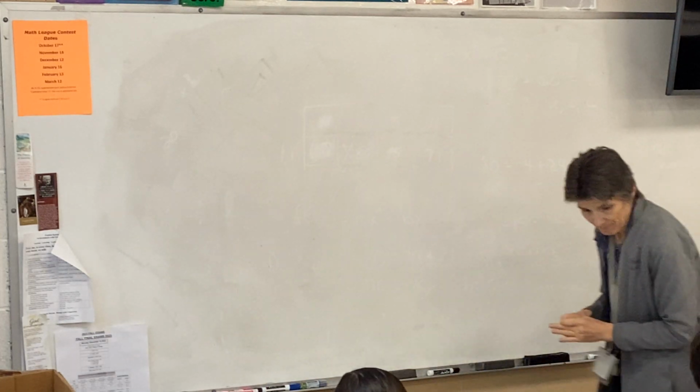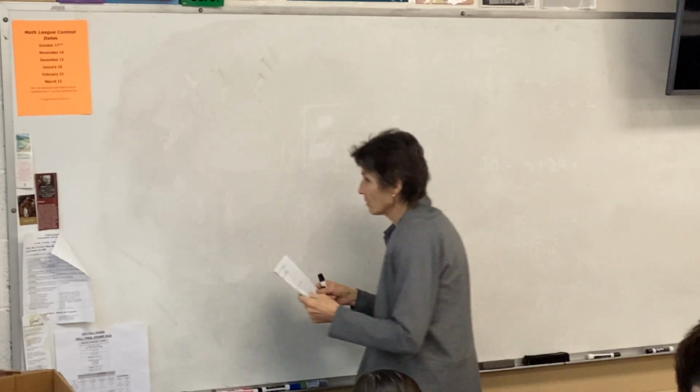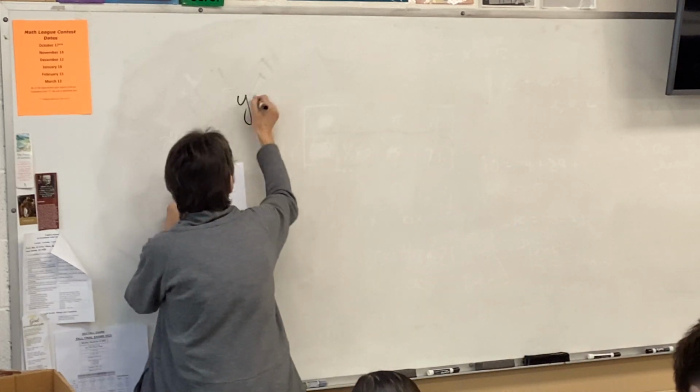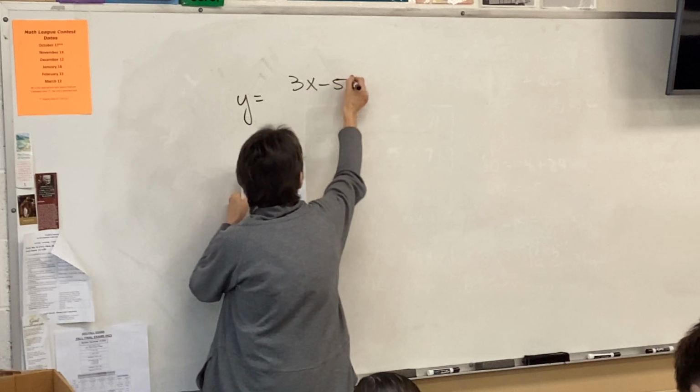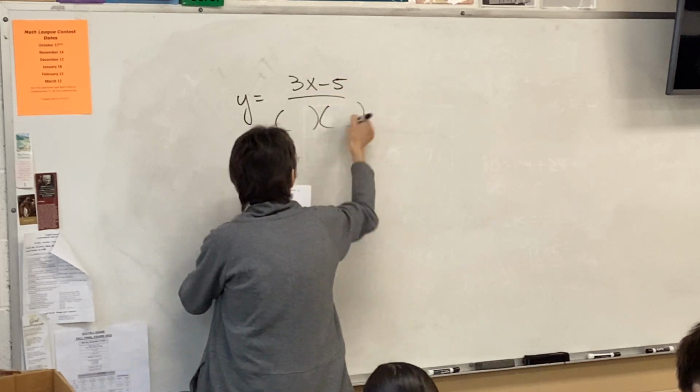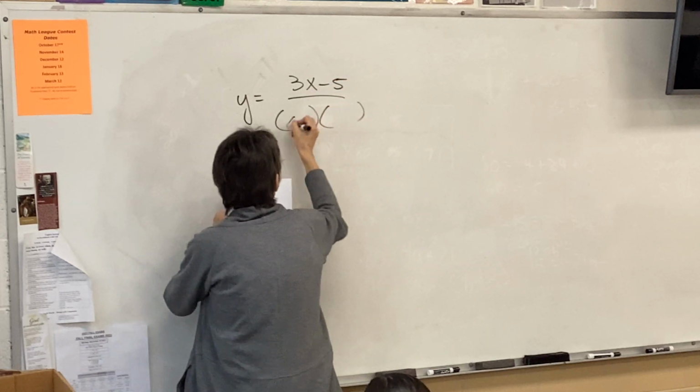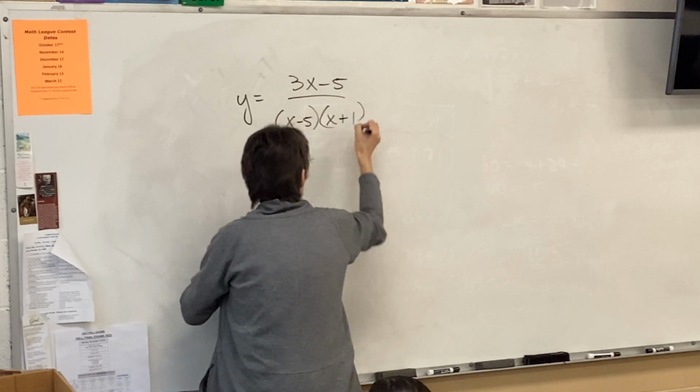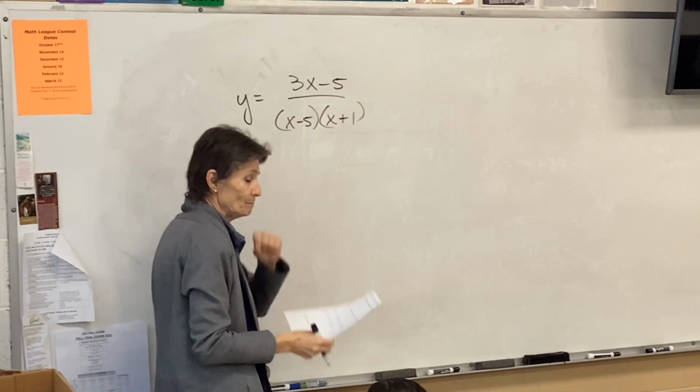Come on, just carry him. What are the asymptotes? Well, the top doesn't factor, but the bottom does. How does the bottom factor? x minus 5, x plus 1.